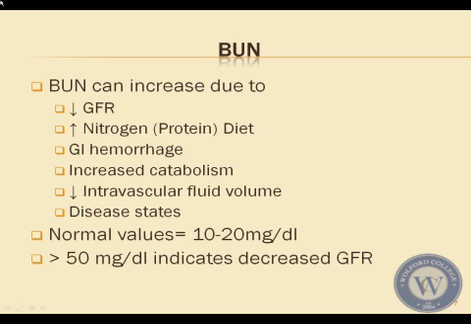BUN can increase for several reasons. One is a drop in GFR. It could also be from an increase in nitrogen and protein in the diet. It could also be from a patient hemorrhaging into their GI tract, where they get accumulation of blood and products inside their bowel, and as a consequence absorb a greater amount of urea. You can also have increased catabolism, a decrease in intravascular fluid volume, and other disease states. Remember, the normal value should be anywhere between 10 to 20 milligrams per deciliter. Anybody with greater than 50 milligrams per deciliter definitely has a decrease in GFR.